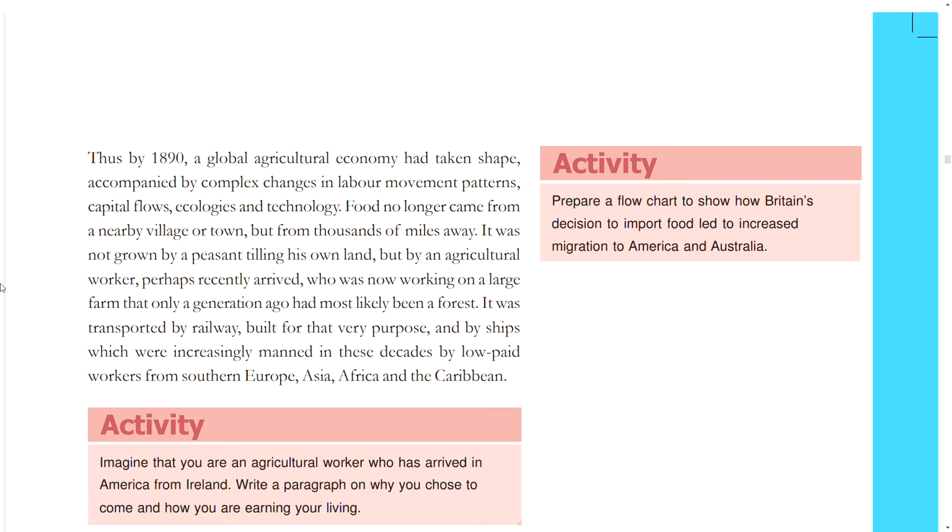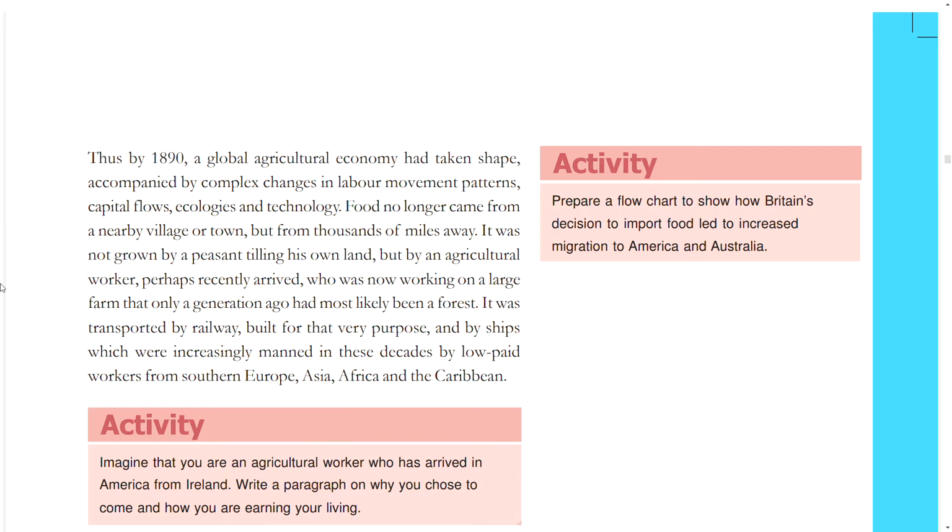Thus, by 1890, a global agricultural economy had taken shape, accompanied by complex changes in labor movement patterns, capital flows, ecologies, and technologies. Food no longer came from a nearby village or town, but from thousands of miles away.